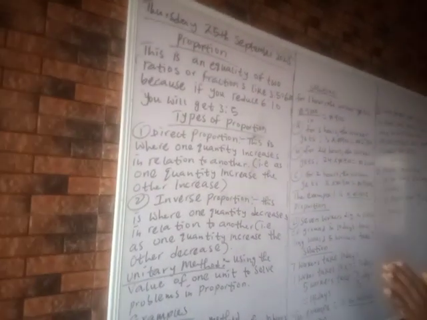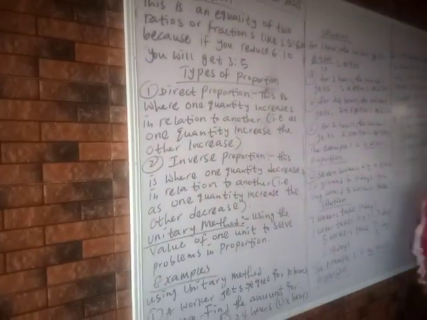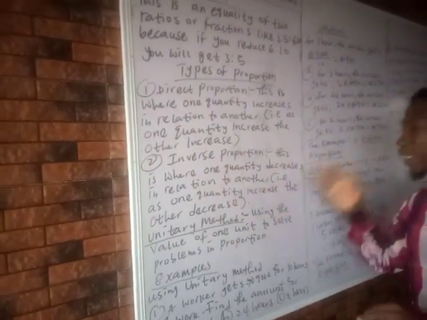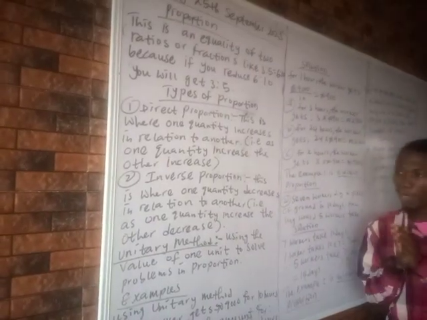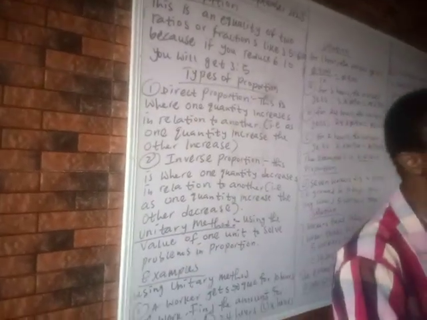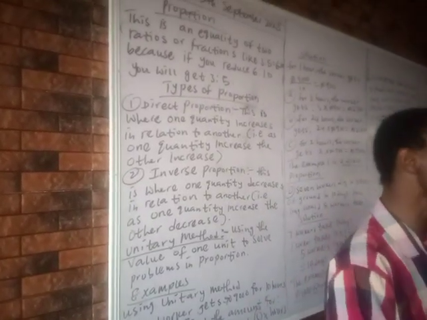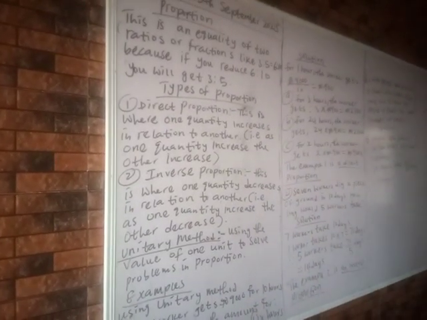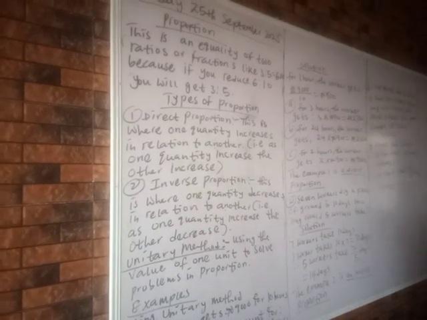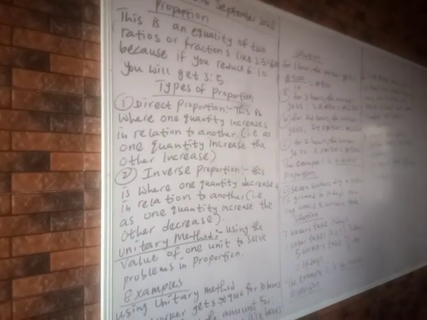Now let us look at inverse proportion. Inverse proportion is where one quantity decreases in relation to another. What does this mean? It means that as one quantity increases, the other reduces. And as one quantity decreases, the other increases. You understand? Is that clear?